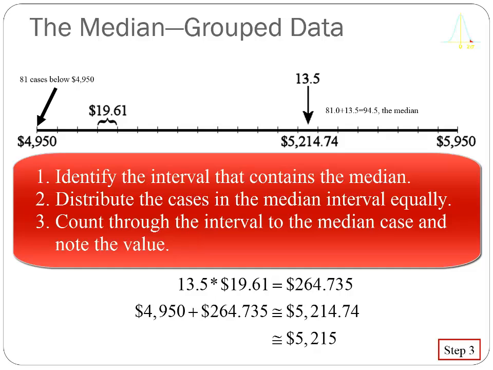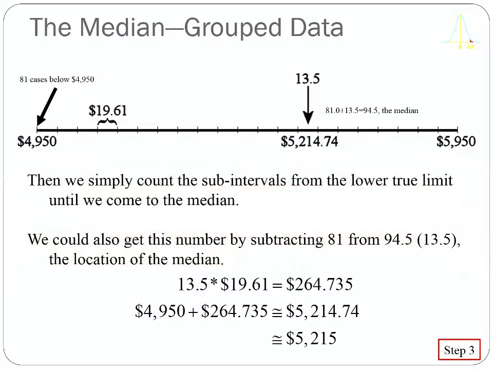So our steps again are to identify the interval that contains the median, step 1. Step 2, figure out how many cases are in that interval and distribute them equally throughout that interval. Step 3, count into that interval until we get to the median case and determine its value, and then add that to the lower true limit to get our median.